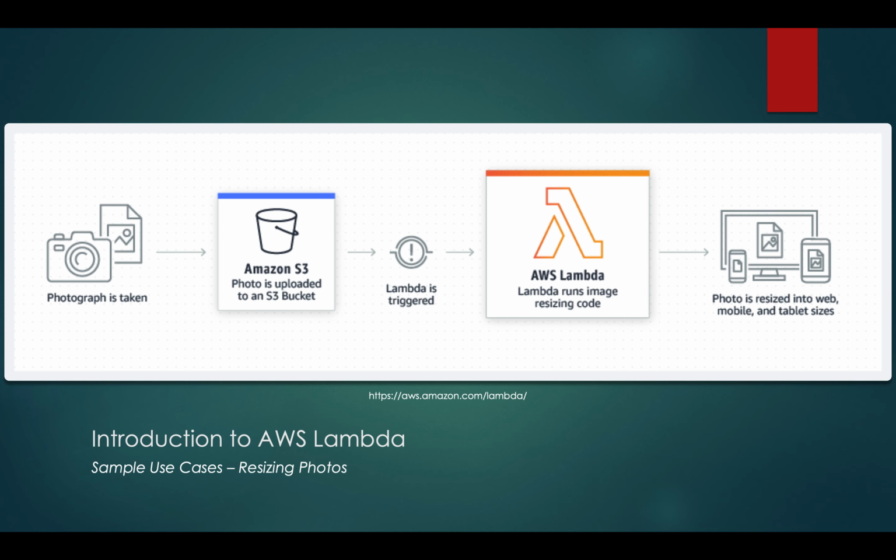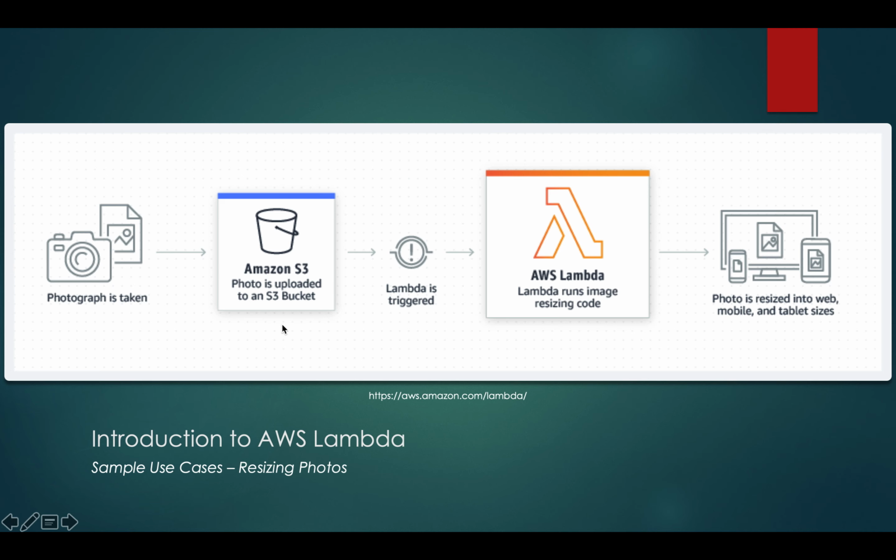So now looking at just some sample use cases. And these are taken from the Lambda documentation on the AWS website. So here's an example of resizing photos, which we'll see later as well. But say you take some picture and then it's uploaded to an Amazon S3 bucket.